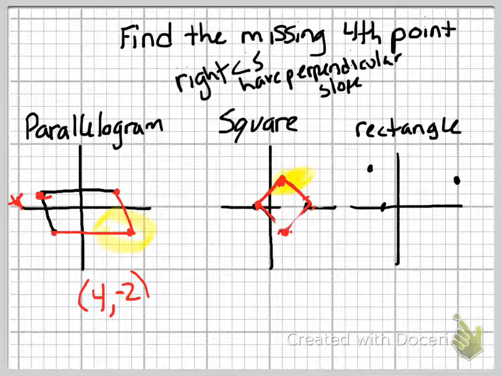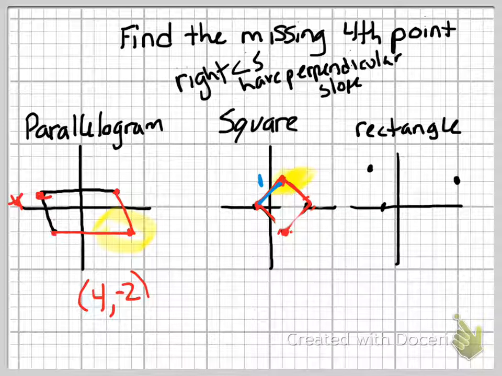So I'm going to change my color just a little bit. Let's say I'm going to find this slope right here. Well, to go from this first point on the left to the point on the right, I have to go up 2 and over 2. So rise 2, run 2, which means that is a slope of 1.